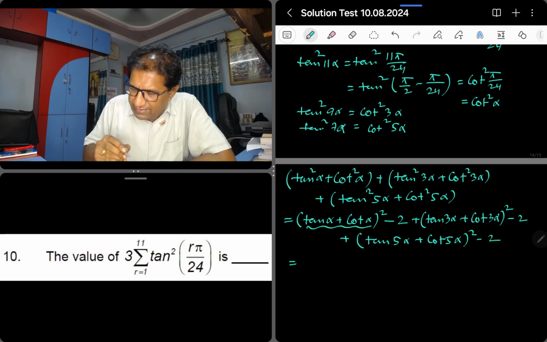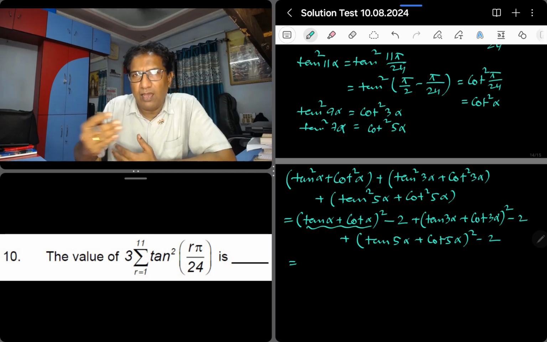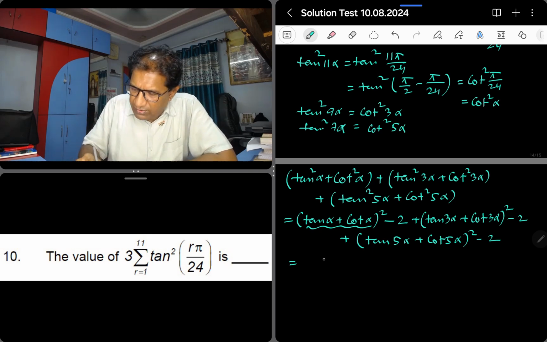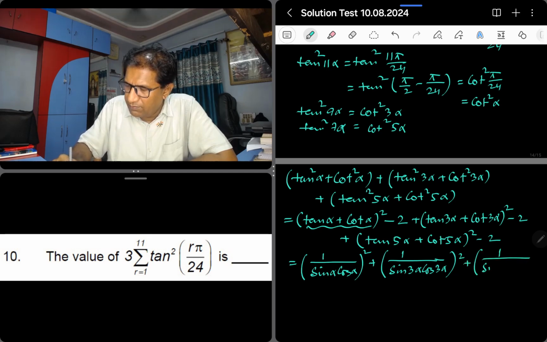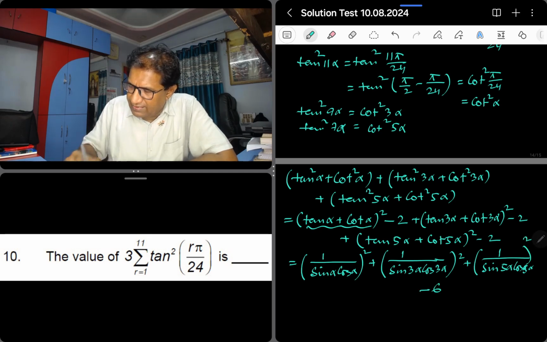So this thing is coming like, if we break it in sine and cos, we are going to have 1 over sine alpha cos alpha whole square. Similarly, in this case also, 1 over sine 3 alpha cos 3 alpha whole square. Same thing here, 1 over sine 5 alpha cos 5 alpha whole square, right? And minus 6 is there.